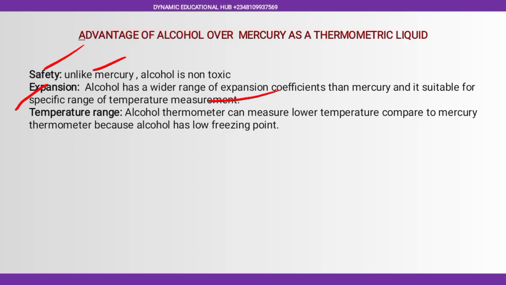Now the next one is temperature range. Alcohol can measure lower temperature compared to a mercury thermometer because of its freezing point. You can go and look at it. You see that the freezing point of alcohol is so low, minus 114 degrees, compared to your mercury, that is around minus 30-something degrees. You see that at a temperature that is very low, you can use alcohol as the thermometric liquid.